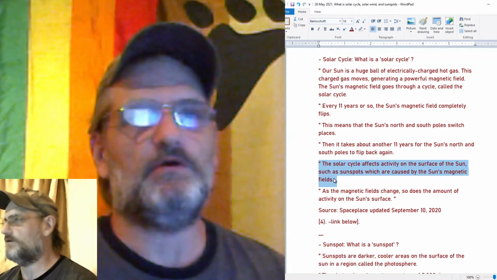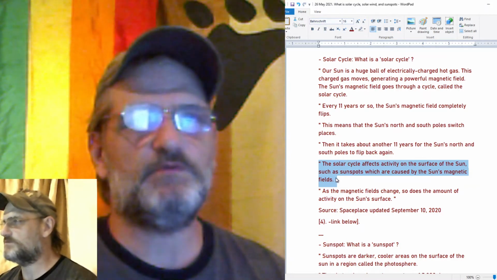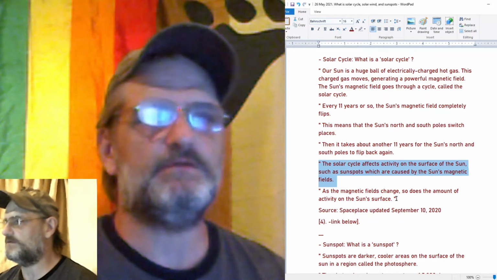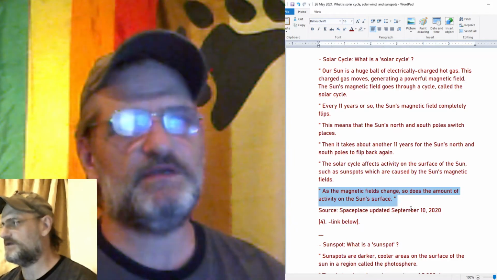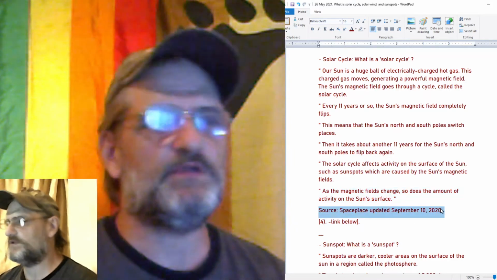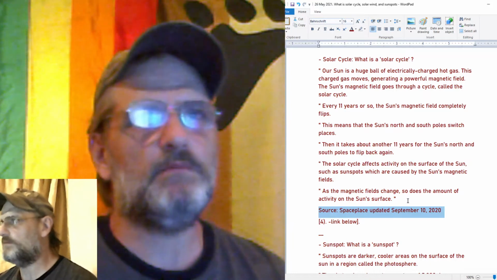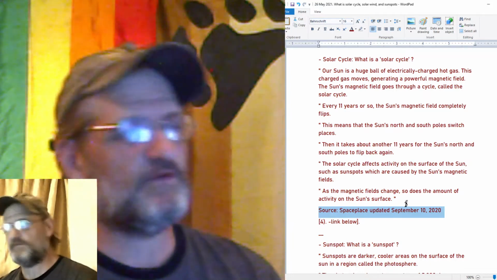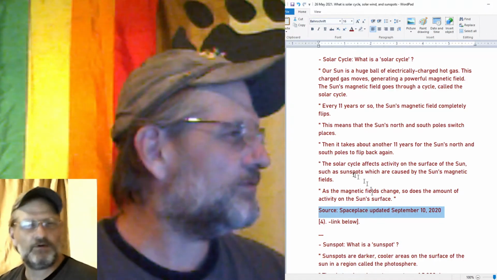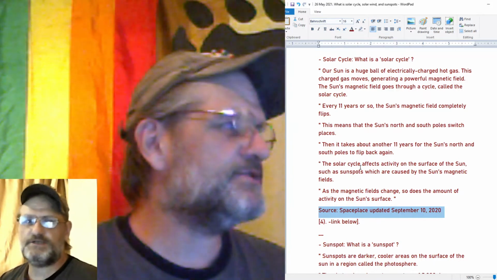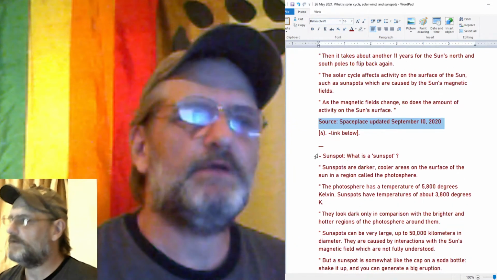The solar cycle affects activity on the surface of the sun, such as sunspots, which are caused by the sun's magnetic fields. As the magnetic fields change, so does the amount of activity on the sun's surface. Okay, and this is from Sunplate. The link to the source is below. So basically, a solar cycle is an 11-year cycle of recorded sunspot activity. All right, there's more to it. This will suffice. And just as a side note, that 11-year cycle relates to Jupiter's orbit. Just as an FYI.